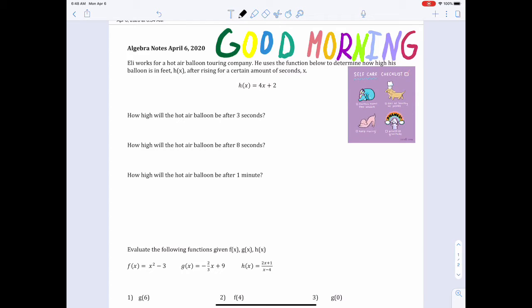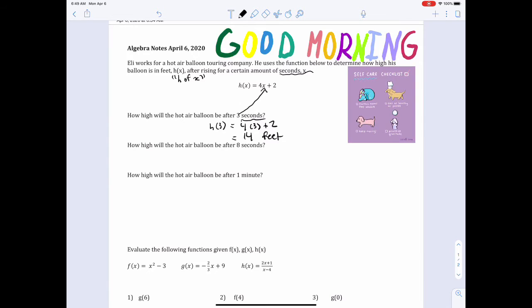Eli works for a hot air balloon touring company. He uses the function below to determine how high his balloon is in feet, h of x, that's how you say that, h of x, after rising for a certain amount of seconds, x. How high will the hot air balloon be after 3 seconds? So, what you really want to do is just plug in 3 for x. Seconds is x. So we can plug in that 3 for x. So we'll get h of 3 equals 4 times 3 plus 2. 4 times 3 plus 2 is 14. So 14 feet.